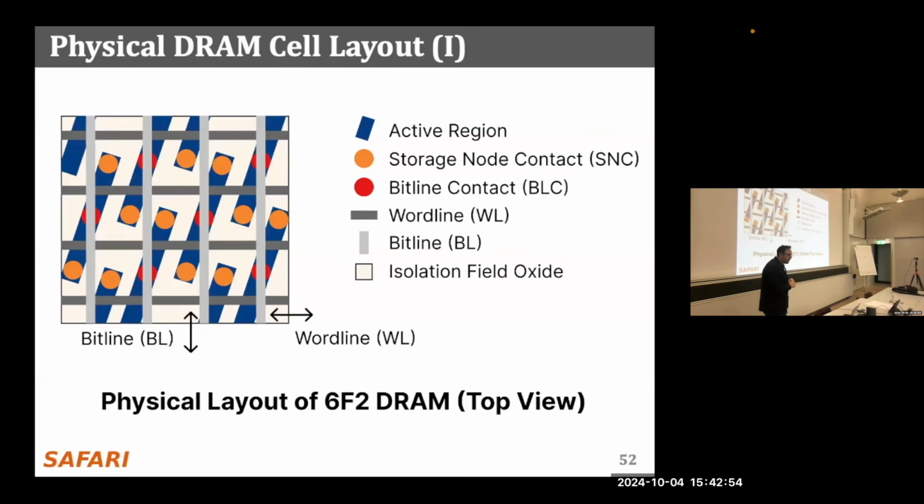So this is how your DRAM array looks. So far we were putting some circles in a two-dimensional array, and they were connected to word lines and bit lines, right?